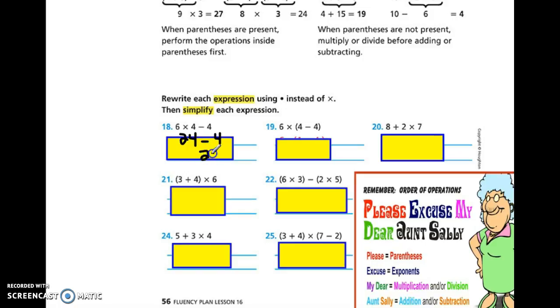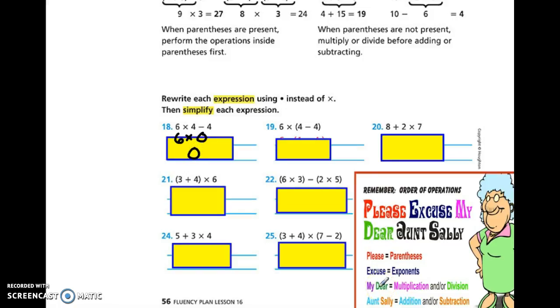Now I want to show you that's the correct answer if I didn't follow the order of operations. Okay, if I didn't follow the order of operations, let's say I did 4 minus 4 first. I would have gotten 0, and then I would have gotten 6 times 0. What would my answer be? 0. But that's not correct, because I didn't follow the order of operations.